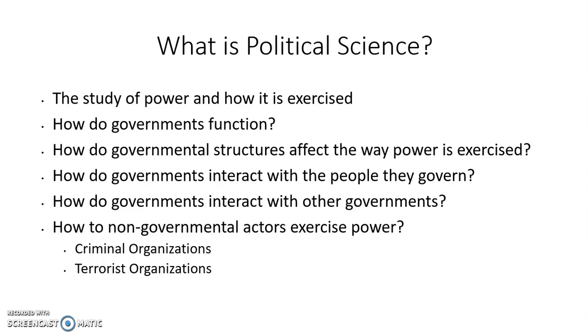Another key issue in political science is how governments interact with non-governmental organizations. There are things like organized crime groups, terrorist organizations, or militia groups that governments interact with quite often. In the 20th century, we've seen the rise of non-government actors like terrorist organizations. This is a relatively new issue in political science: how do governments respond to these types of organizations?